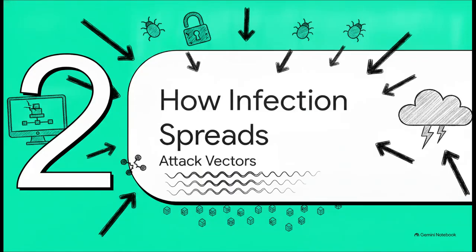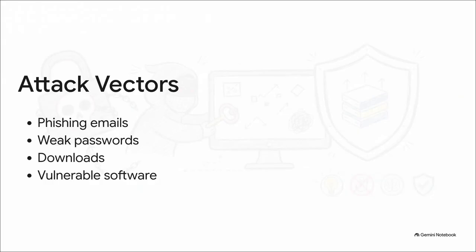Which brings us to Section 2, how the infection spreads. You might be wondering, how does this nightmare actually begin? Well, there are 4 primary attack vectors: phishing emails, infected downloads, weak passwords, and vulnerable software. I want you to think of these not just as technical jargon, but as the unlocked doors and open windows in your digital house. Attackers rarely force their way in through a solid brick wall, right? They look for an easy way inside.